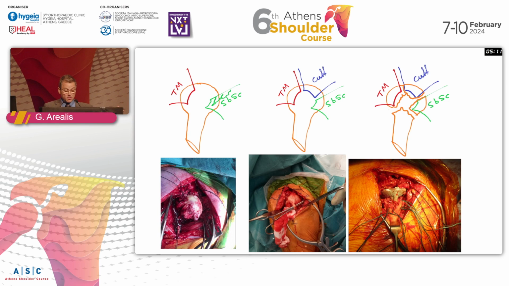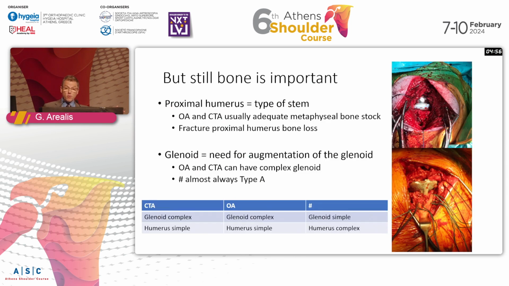And this is a schematic of what you may be seeing when you deal with all those different cases, and the things that you may need to plan in your mind before you open the shoulder joint related to soft tissue. But the bone is still important. So the proximal humerus in osteoarthritis and cuff arthropathy is usually adequate. Whereas in fracture, you may have bone loss, especially in the proximal humerus, and especially if it is a comminuted fracture or a neglected injury. In those cases, you need to consider ways to compensate for that proximal humeral bone loss.